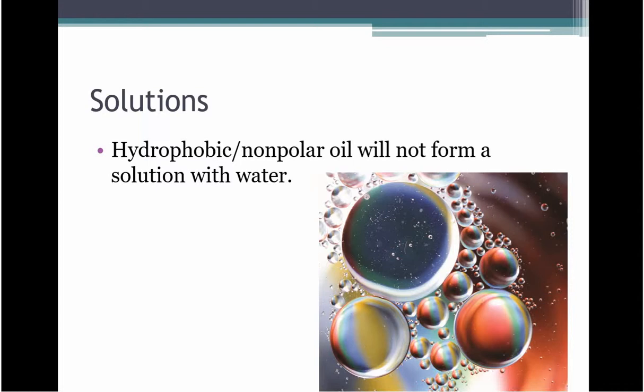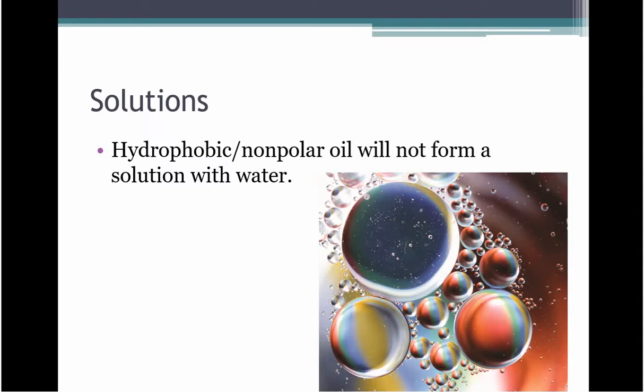Now, if we talked about hydrophilic interactions, hydrophobic interactions are basically the opposite of that. Hydro meaning water, phobic meaning it doesn't like, so it doesn't like water here.